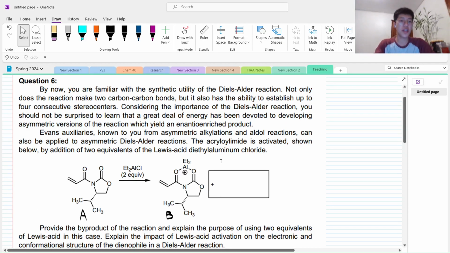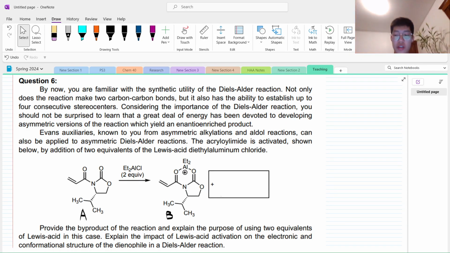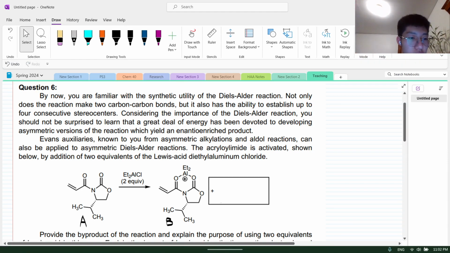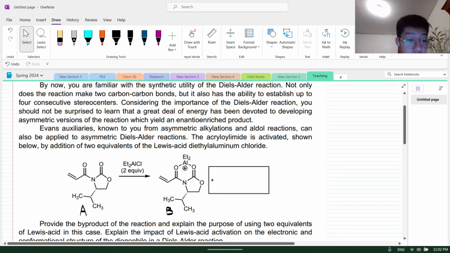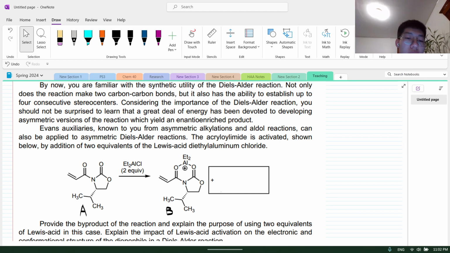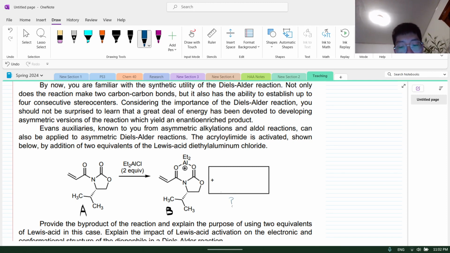Good morning, class. Today we'll be looking at question 6 from one of the P sets taken from Chem 30. The basic premise of this question is that we start out with our dienophile labeled molecule A, and then we add in two equivalents of a Lewis acid, which in this case is diethyl aluminum chloride, and we end up with a molecule B and a mystery byproduct, which we will have to identify, which is very exciting.